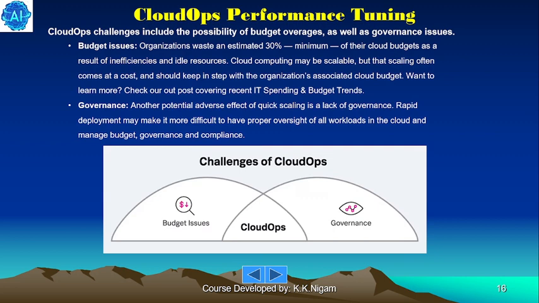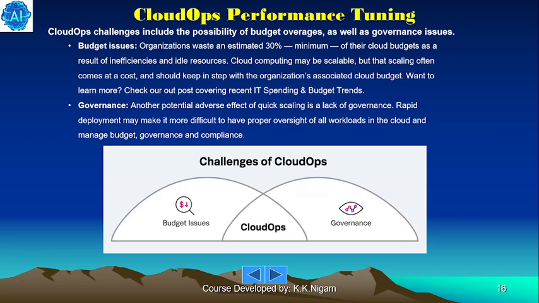CloudOps challenges include the possibility of budget overages as well as governance issues. Budget issues: organizations waste an estimated 30% minimum of their cloud budget as a result of inefficiencies and idle resources. Cloud computing may be scalable, but that scaling often comes at a cost and should keep in step with the organization's associated cloud budget. Want to learn more? Check out our post covering recent IT spending and budget trends.